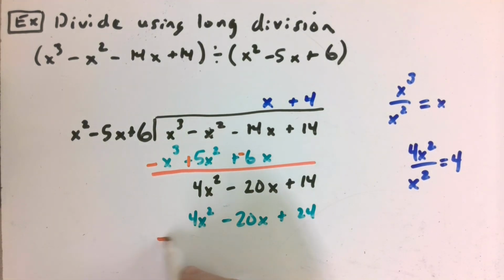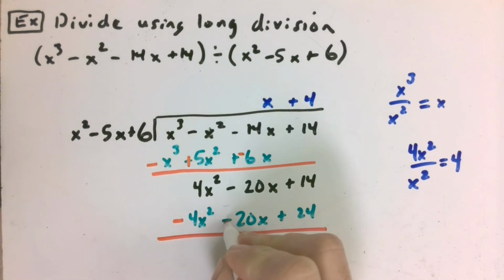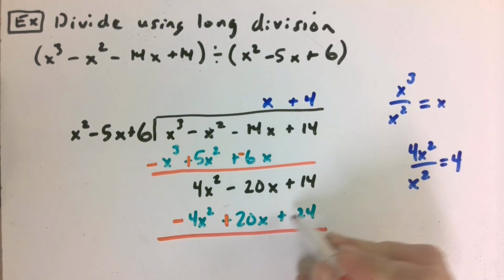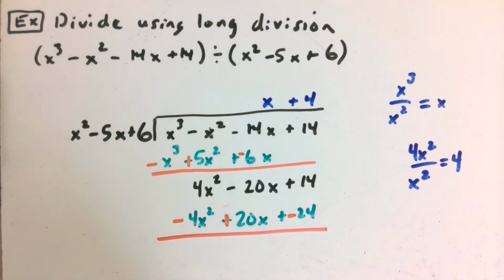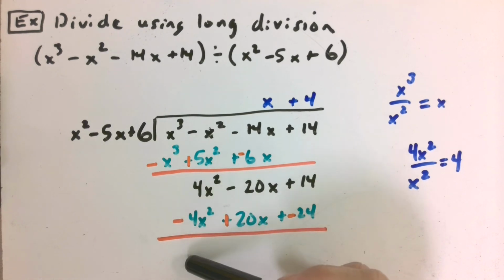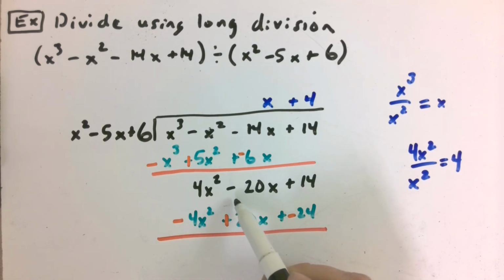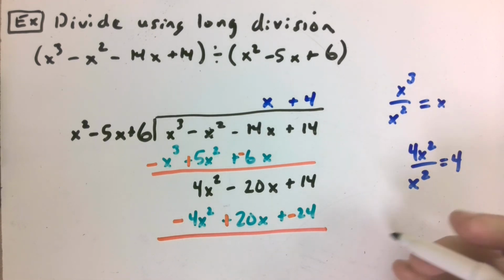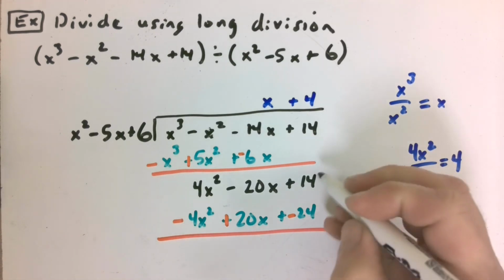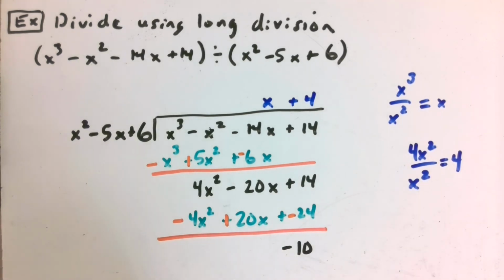Your last step in the cycle is to subtract. This positive 4x squared will become a minus. This negative 20x is going to become a plus, and the plus 24 on the end is going to become a minus. So doing that subtraction step, I'm changing the sign of each one of those, and now I can just look at each column and do whatever's in each column. So 4x squared minus 4x squared is 0x squared. Those cancel. Negative 20x plus 20x, those also cancel. And positive 14 minus 24, when I do that, that would give me a negative 10.